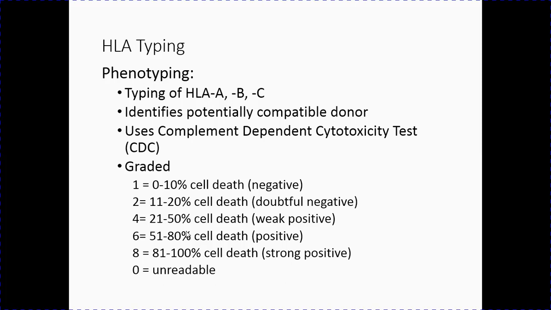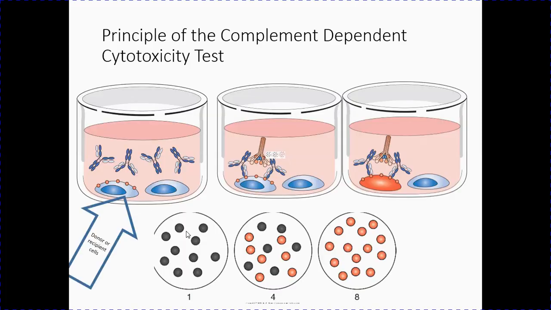A positive test, that is in identifying the phenotyping of the antigens on this cell, is going to be a lot of cell death. Let's look at why this is the case. And then obviously there's gradations everywhere in between: negative, doubtful negative, which is a 2, a weak positive is a 4, a positive is a 6, and a strong positive is an 8. So let's look at how we get to that point.